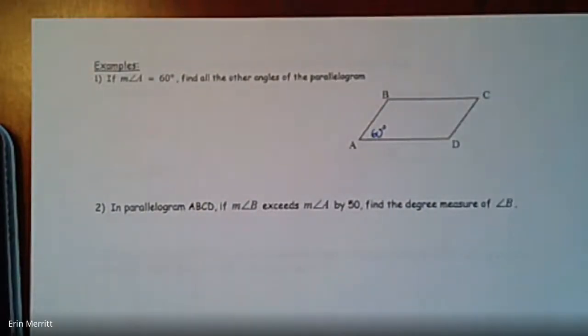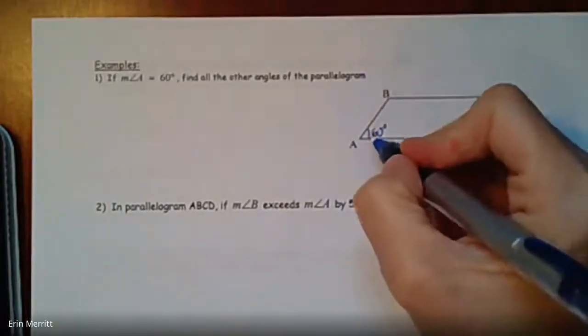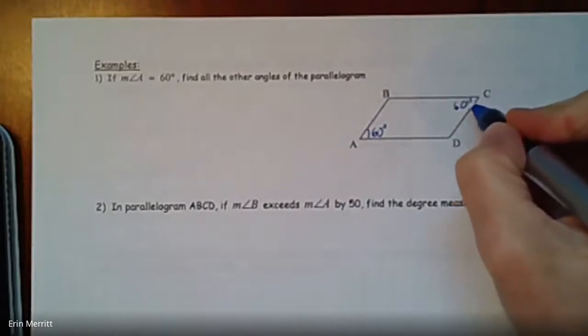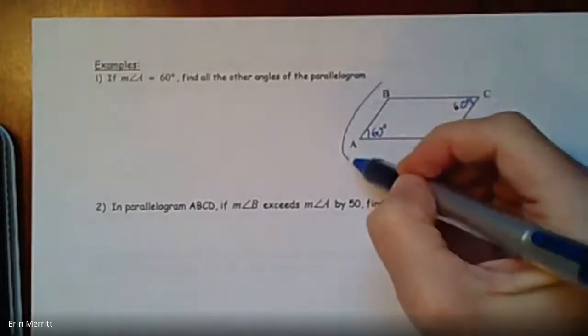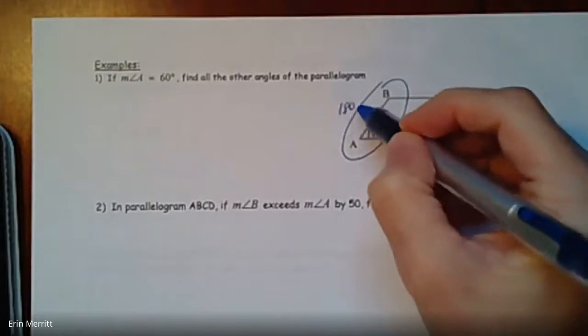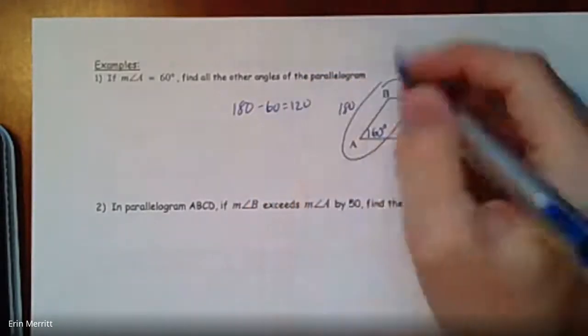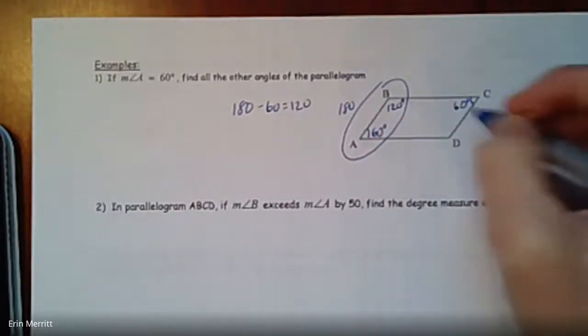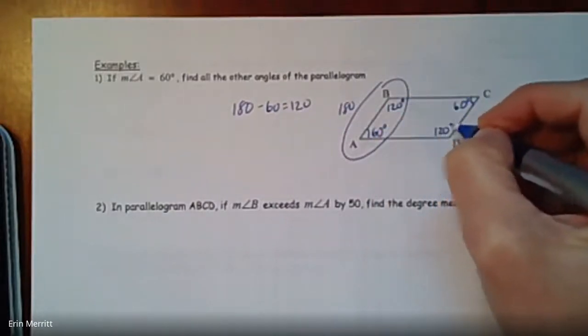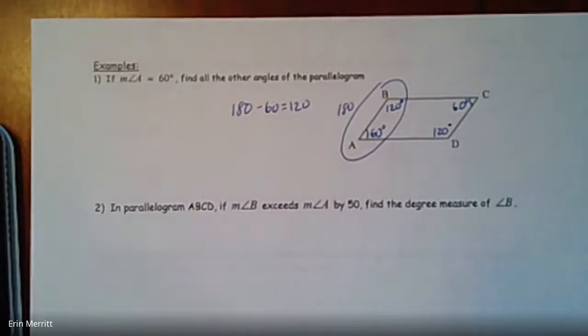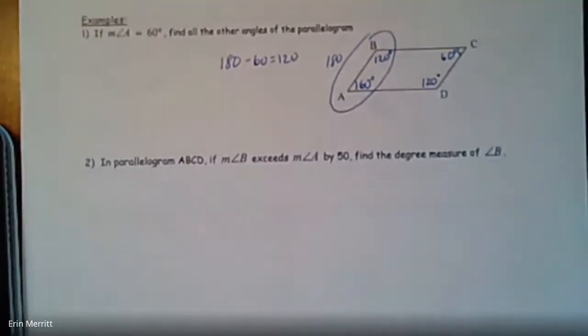So this first one is meant to be quick and easy, that the opposite angles are equal. So this guy should be 60. And then consecutive angles should add up to 180. So if we go 180 minus 60, that's going to leave us with 120 here. And then its opposite angle should also equal 120. You're going to see that property show up a bunch.